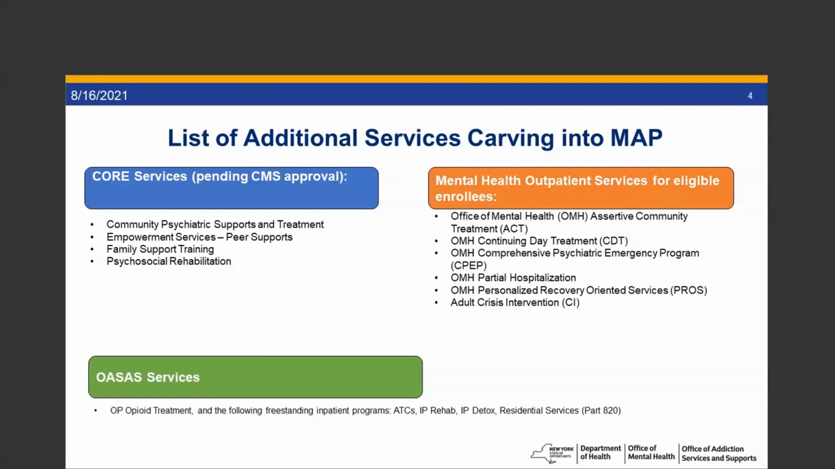On the mental health side, here is our list of outpatient services that are carving in for eligible enrollees. We have assertive community treatment, or ACT, continuing day treatment, CDT, and CPEP, the Comprehensive Psychiatric Emergency Program. Then we have partial hospitalization, personalized recovery-oriented services, or PROS, and adult crisis intervention. These are crisis intervention services available for enrollees over 21.